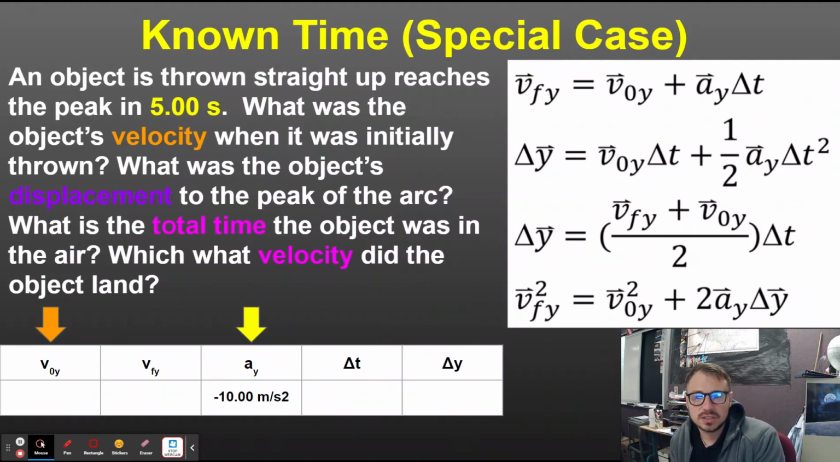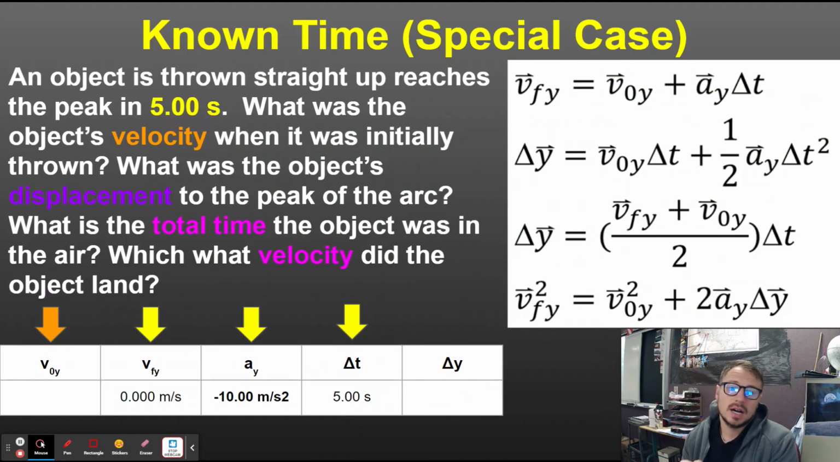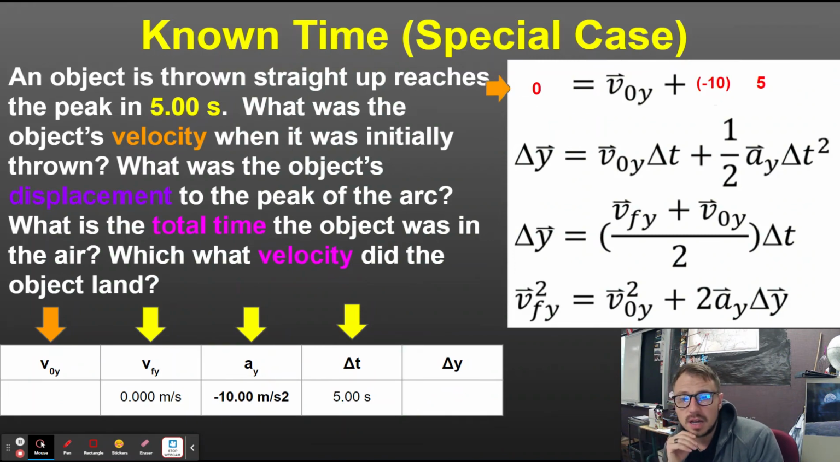The first thing it's asking us to find is that initial velocity. I know the velocity at the peak of the arc. It's going to be 0. I know the time interval is in the problem. Then I'm looking for the equation that has these four variables. It's going to be the top one. I plug everything in and solve for the initial velocity.